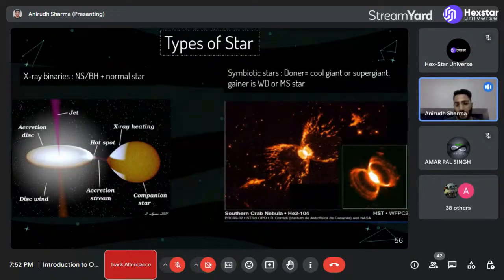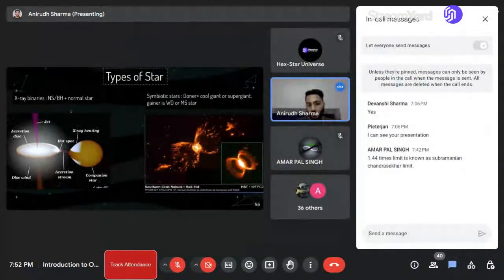Then there are other types of stars based on how they interact with their surroundings. So for example, there is a binary star in which there are two stars. There is a star that has already become a compact object, for example a neutron star or black hole, and then there is a normal star that is revolving with it.